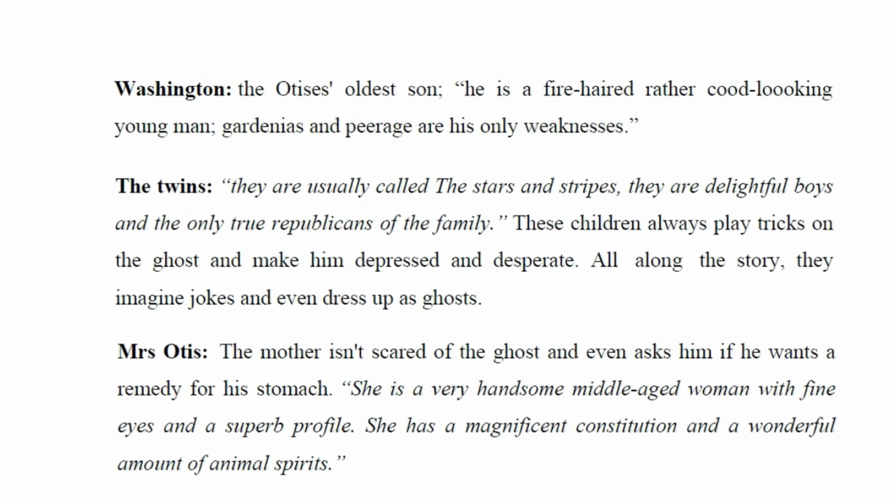Washington. The Otis's oldest son. He is a fire-haired, rather good-looking young man. Gardenias and peerage are his only weaknesses. The twins. They are usually called the Stars and Stripes. They are delightful boys and the only true Republicans of the family. These children always play tricks on the ghost and make him depressed and desperate.